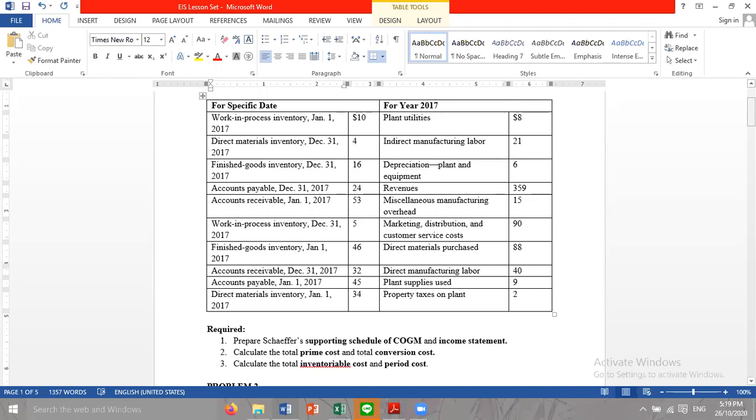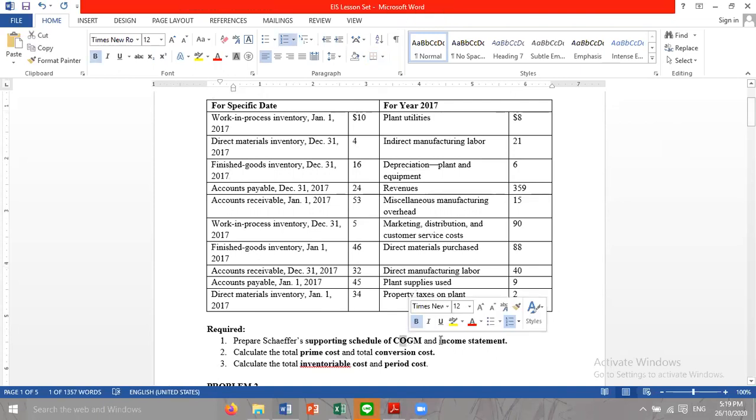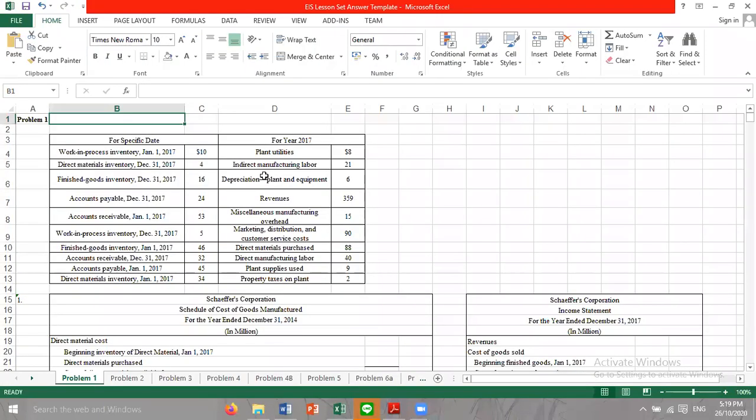Prepare Schaefer's supporting schedule of COGM. COGM is cost of goods manufactured and income statement. Calculate the total prime cost and total conversion cost, and calculate the total inventoriable cost and period cost. Okay, so for the first one, supporting schedule of COGM. Just like its name, supporting schedule of COGM is practically a schedule to help us calculate the total amount of cost of goods manufactured. So we can just jump in.